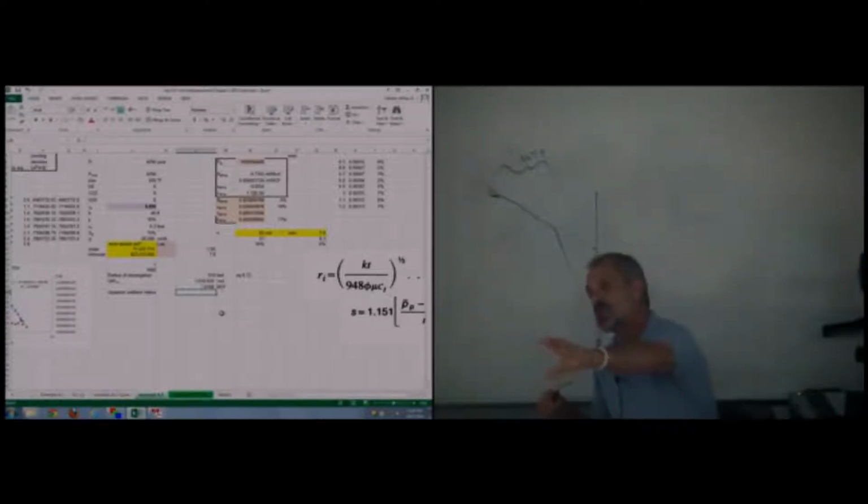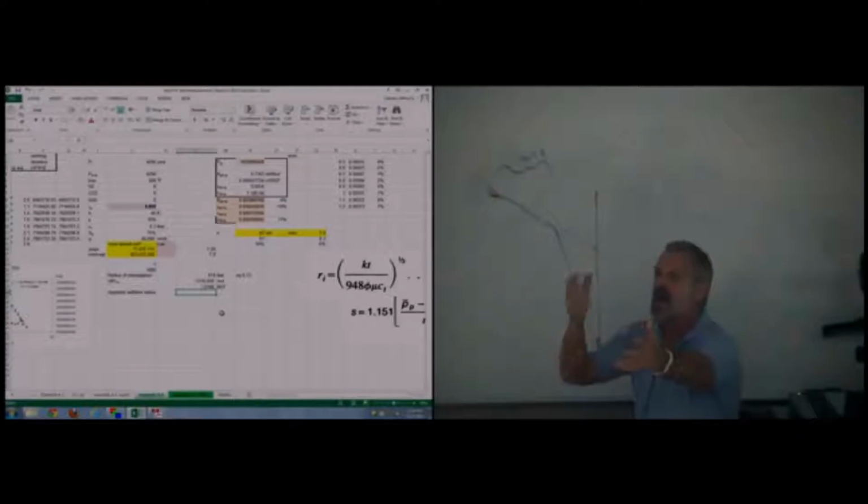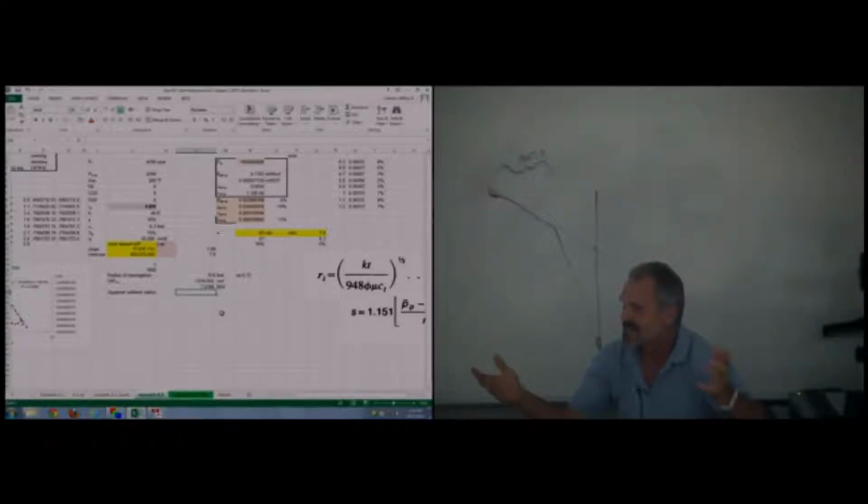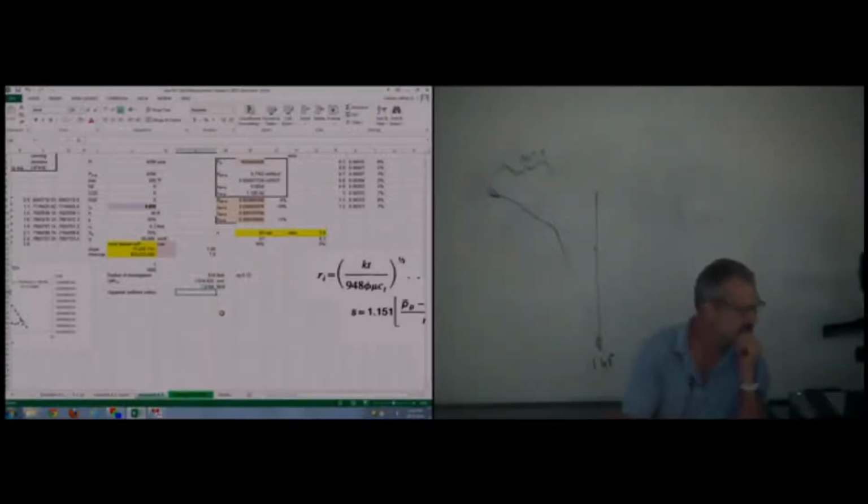And back to your question about how do we know that this is the middle time region? I may have some doubt, if I get a huge skin, that I'm actually picking the right line. Okay, apparent wellbore radius equals r_w e to the minus s. I'll let that one memorize.